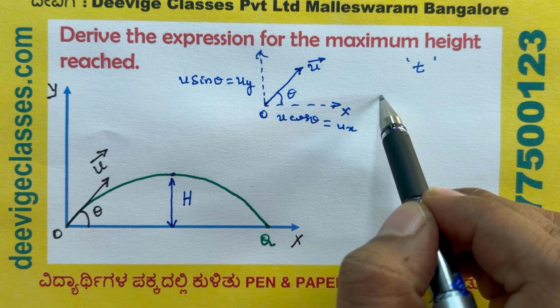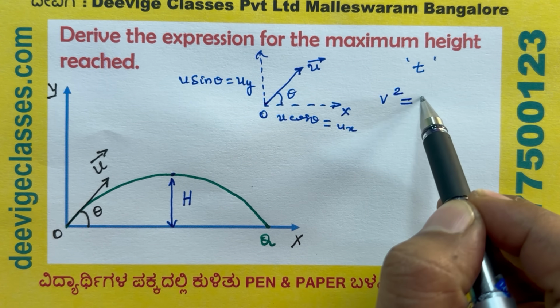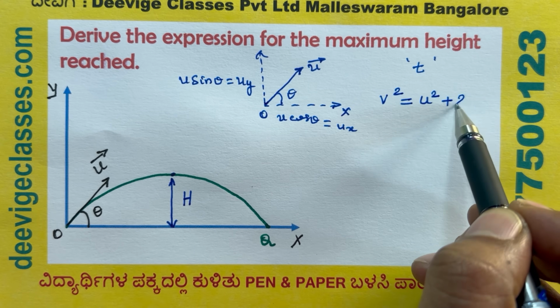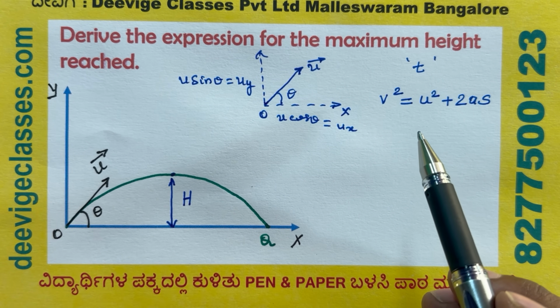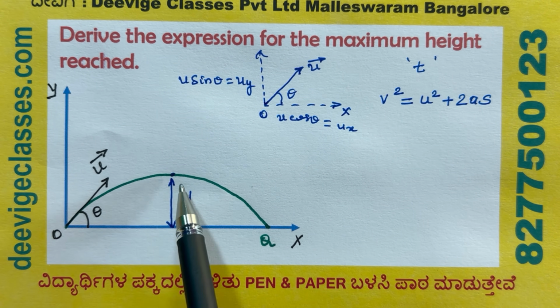The third kinematic equation is given by v square is equal to u square plus 2as. You also know that the horizontal component of the initial velocity is unaffected by gravity, and the vertical component of the initial velocity is affected by gravity. Let us assume in a time t, the particle has reached a maximum height h.